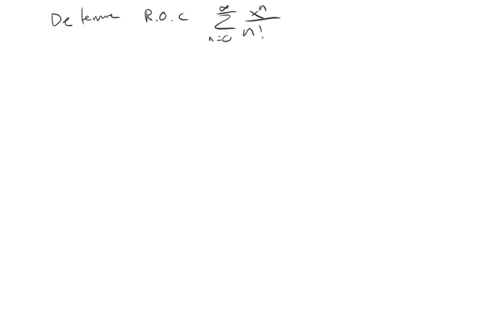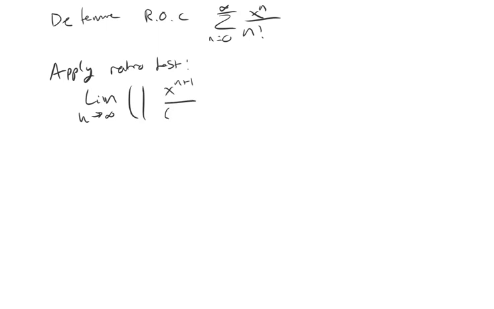Okay, so we go ahead and apply the ratio test and examine the limit as n approaches infinity of the absolute value of x to the n plus 1 over n plus 1 factorial times n factorial over x to the n. Now, n plus 1 factorial is the same thing as n plus 1 times n factorial.